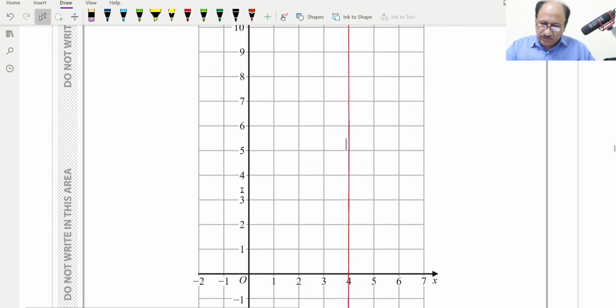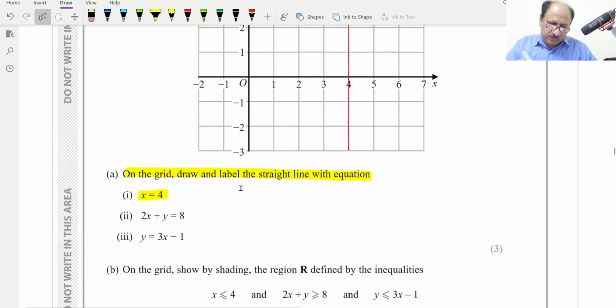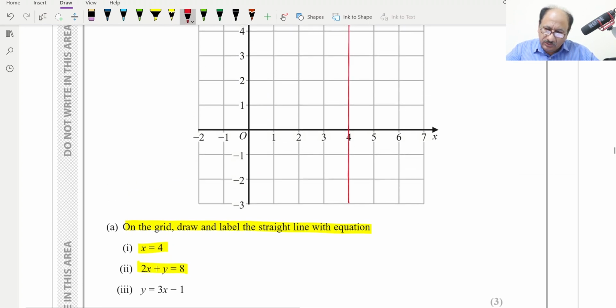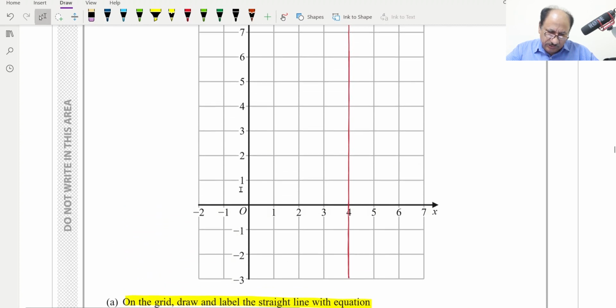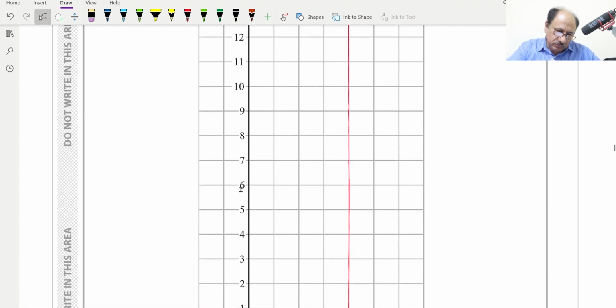And then next, the second equation is 2x plus y is equal to 8. So we can write here 2x plus y is equal to 8. It means: if we replace x is equal to 0, y will be equal to 8. So 0 and 8 will be this point.